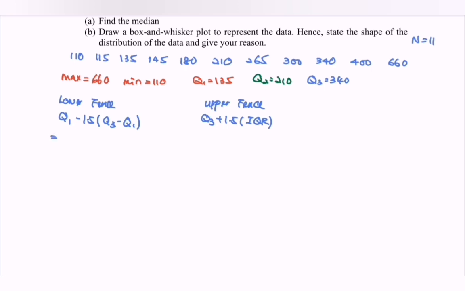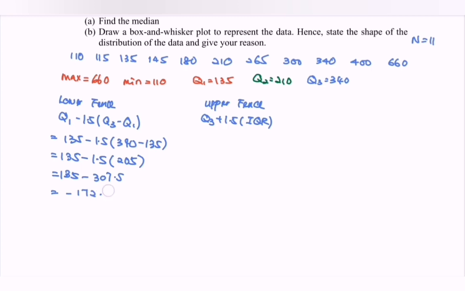So let's begin. We have 135 minus 1.5 bracket, the Q3 340 minus 135. So 135 minus 1.5 bracket, here we have 205. So 135 minus 307.5. So we have negative 172.5 for the lower fence.